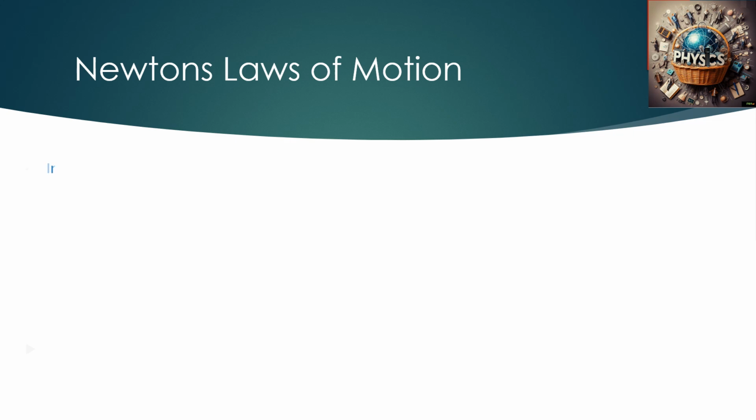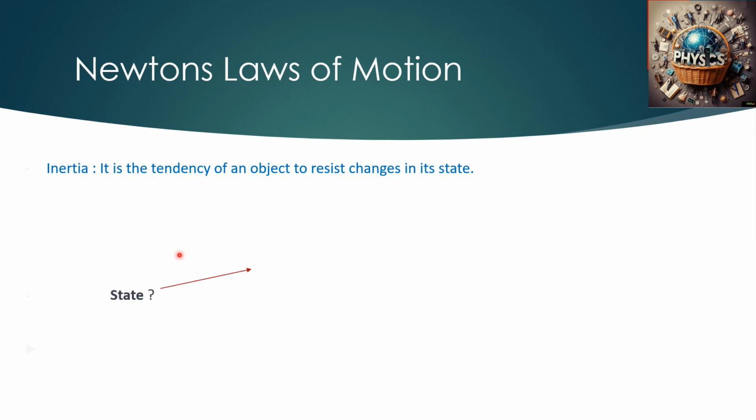So let's first understand what is inertia. Inertia is basically a tendency of an object to resist the change in its state. This brings in a question: what are the different states of an object, with respect to physics? Basically, we can say there are two states. One is the state of rest.